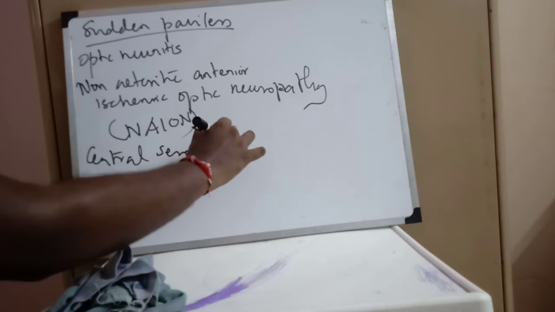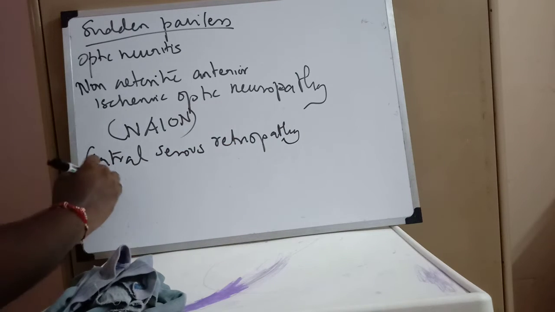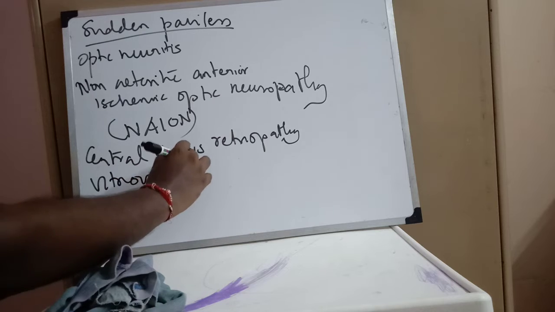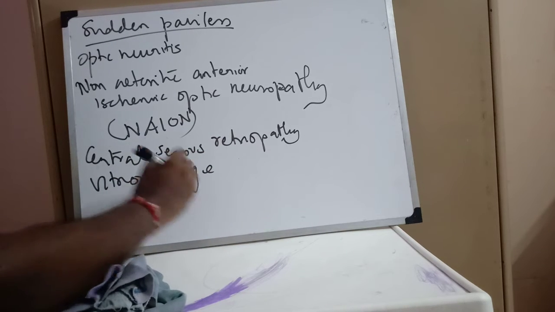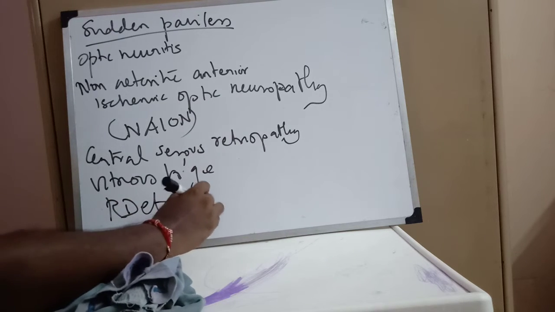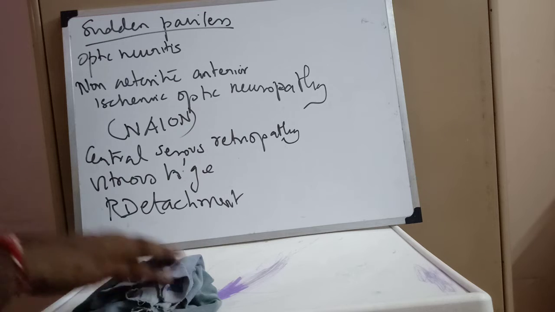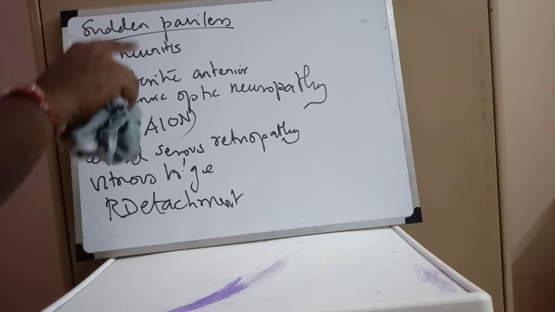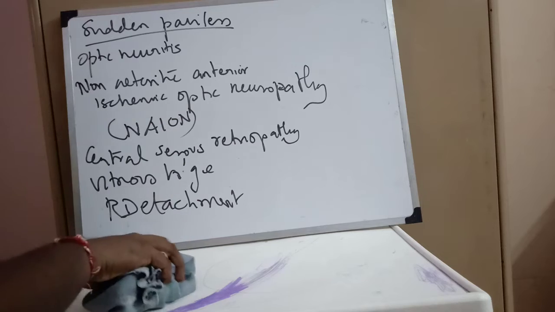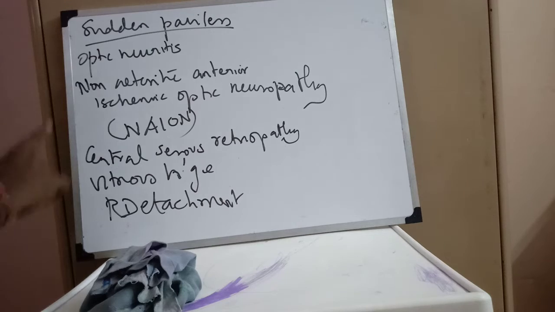Then you can have central serous retinopathy. You can have vitreous hemorrhage, and you can have RD. What is RD? Retinal detachment. That is, there is going to be separation of the neurosensory retina from the pigment layer of the retina, so that is called retinal detachment. These are some of the causes of sudden painless loss of vision. So note this down: optic neuritis, non-arteritic anterior ischemic optic neuropathy, central serous retinopathy, vitreous hemorrhage, retinal detachment.